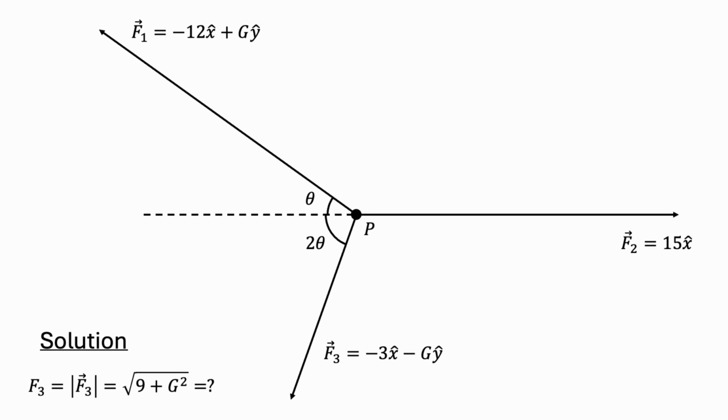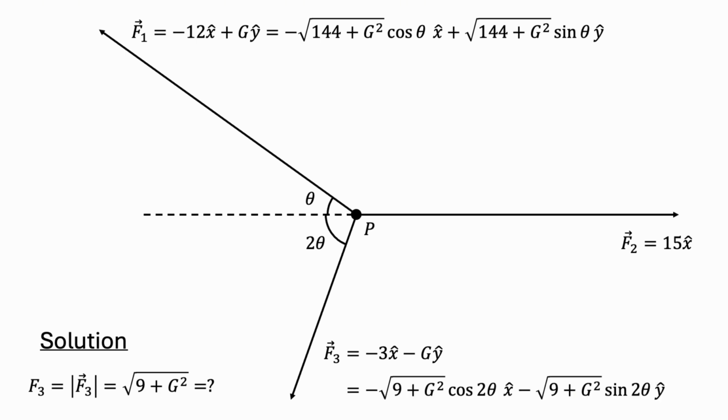First, let's express the forces in terms of their magnitudes and directions. Thus, F1 equals minus square root of 144 plus g squared, cosine theta x hat, plus square root of 144 plus g squared, sine theta y hat. And F3 equals minus square root of 9 plus g squared, cosine 2 theta x hat, minus square root of 9 plus g squared, sine 2 theta y hat.